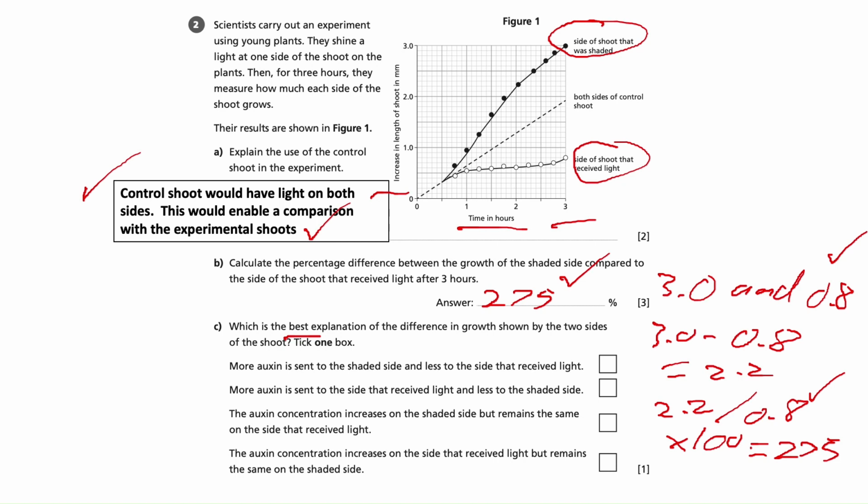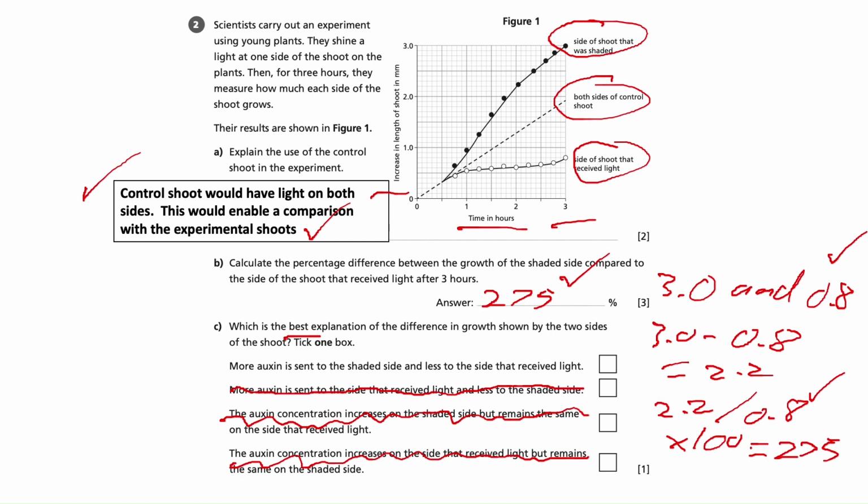More oxygen is sent to the side that received light and less to the shaded side. Well, that doesn't seem to be true because the side of the shoot that received light doesn't seem to be growing as much. So therefore, that one probably isn't correct. The oxygen concentration increases on the shaded side, remains the same on the side that received light. That doesn't seem correct because the side that received light is still different from the control shoot there, isn't it? So there is actually an effect there. So again, that seems incorrect. And finally, the oxygen concentration increases on the side that receives light, but it remains the same on the shaded side. Well, the shaded side is clearly different from the control, so that suggests that, again, that is wrong.